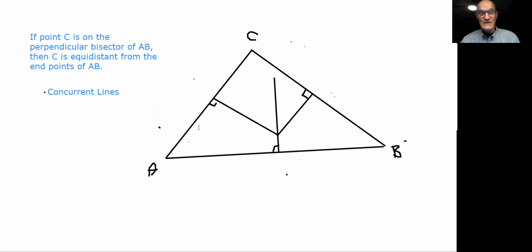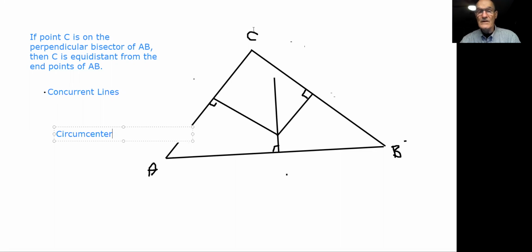And this intersection point here is what is called the circumcenter, C-I-R-C-U-M-C-E-N-T-E-R, okay? That's the circumcenter. The circumcenter is created by the perpendicular bisectors of the three sides.